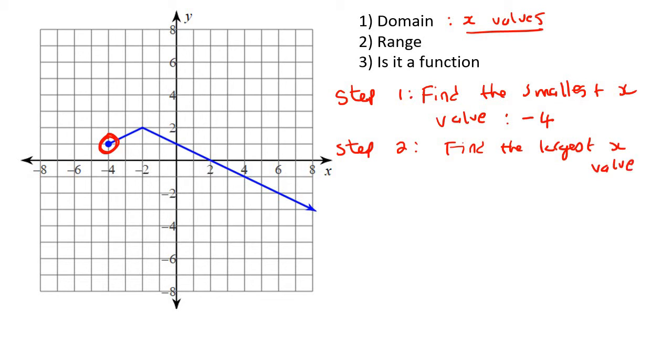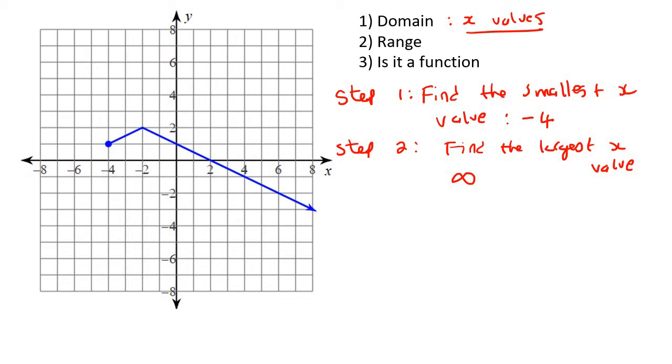Now, a lot of you are going to say 8. I know that. You're going to say, oh, look, it's there, it's 8. But what you've got to look out for is the arrow. Because there's an arrow, it actually means that this graph never, ever stops in that direction, whereas on this side, it did stop over there. So the biggest x value is actually going to be infinity. Right, so that's how you can work out the domain.